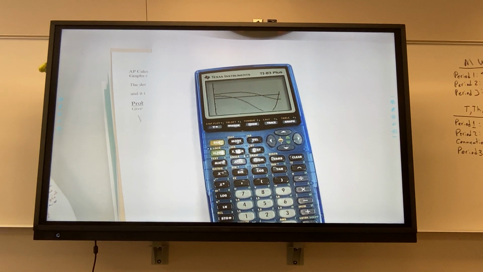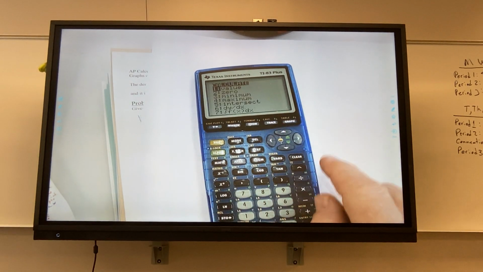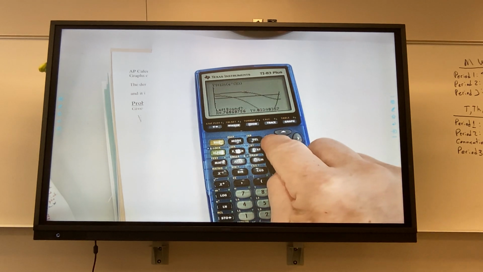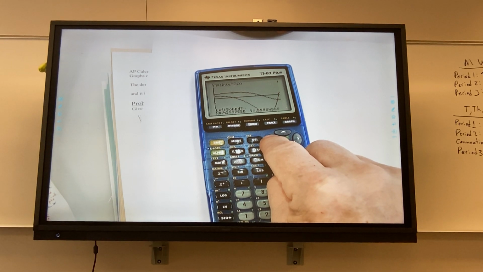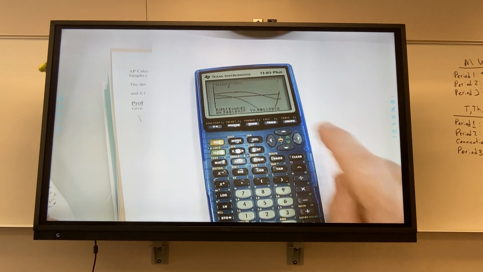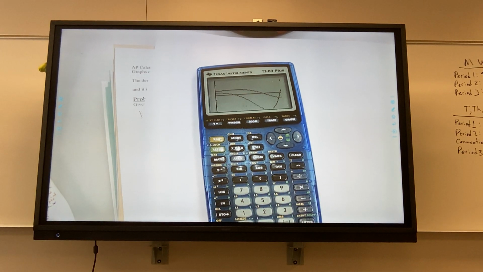So what I can do is I can go second trace, and I can take a look at my relative max. And I know it has to be somewhere to the left. Enter, somewhere to the right. Enter, enter. And I got 0.4515813. Is that what you guys got? I just went G-solve max. Yeah, the Casio's a little bit nicer, but did you get the same number? And the derivative is 0.